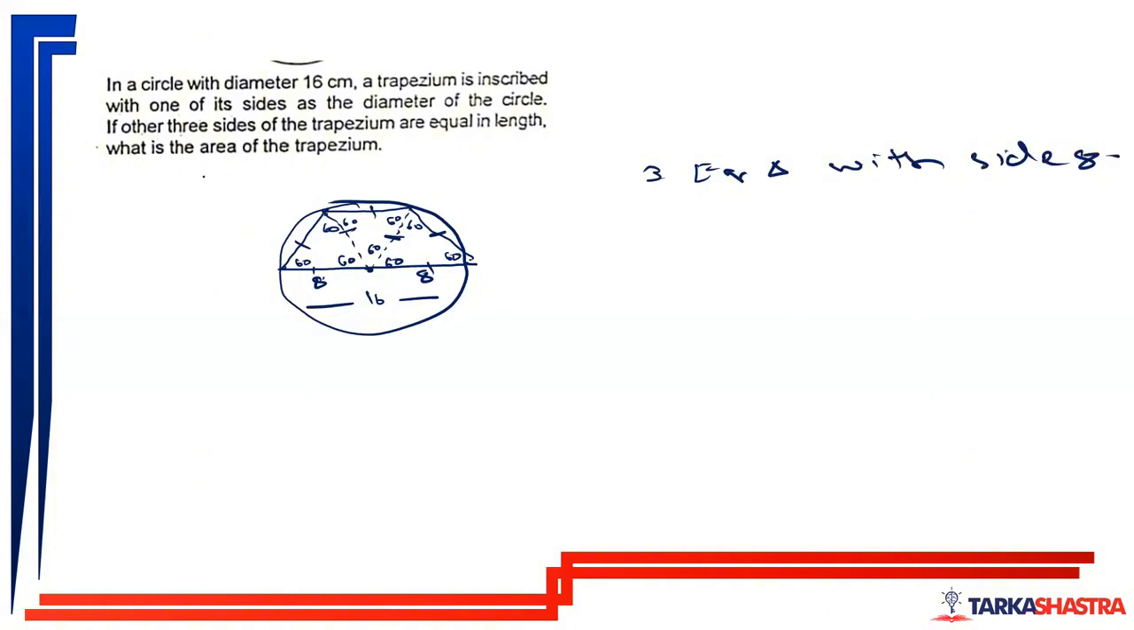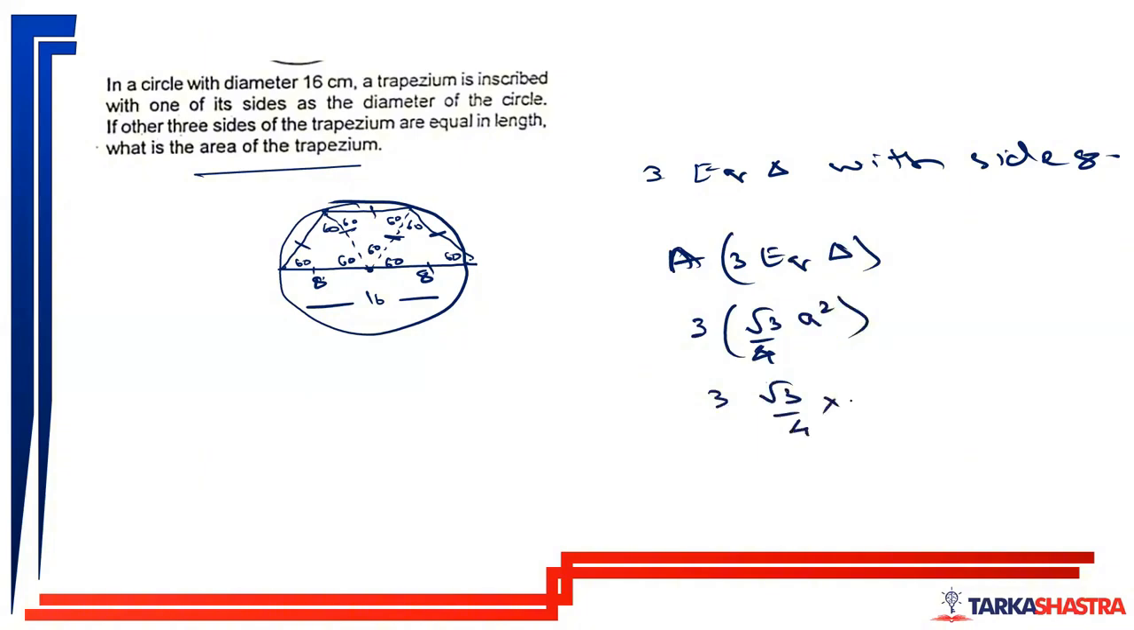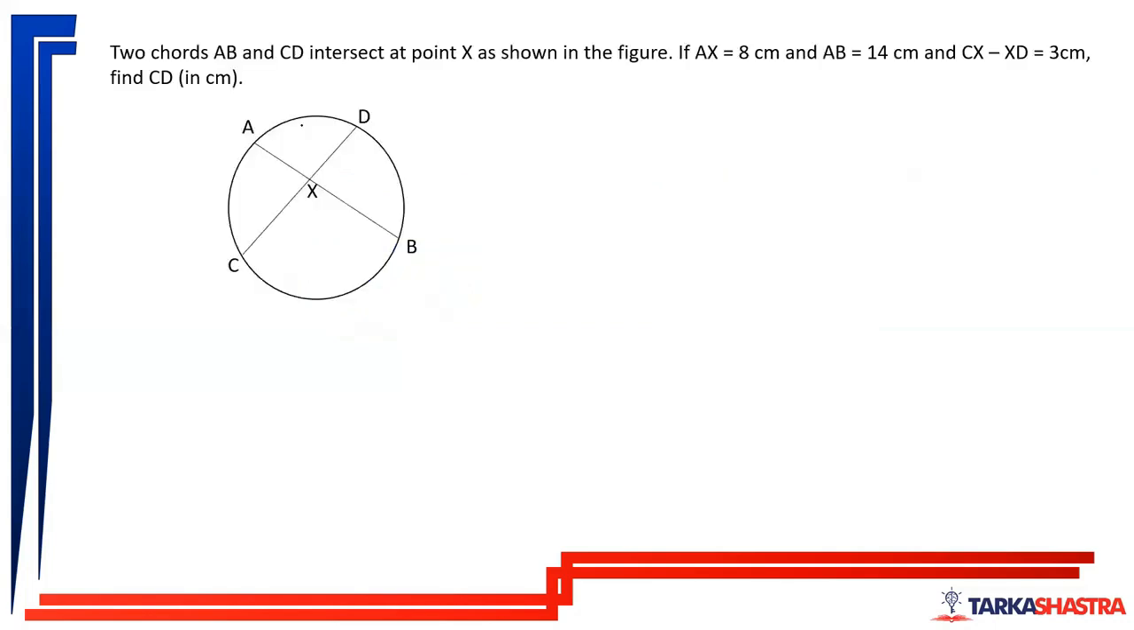What are they asking? What is the area of the trapezium? Area of the trapezium is nothing but the area of three equilateral triangles. So which is 3 into root 3 by 4 into side square, and side square is 8 square, which is 64. 64 divided by 4 is 16. 16 into 3 is 48 root 3. So this is 48 root 3. Okay, moving ahead.